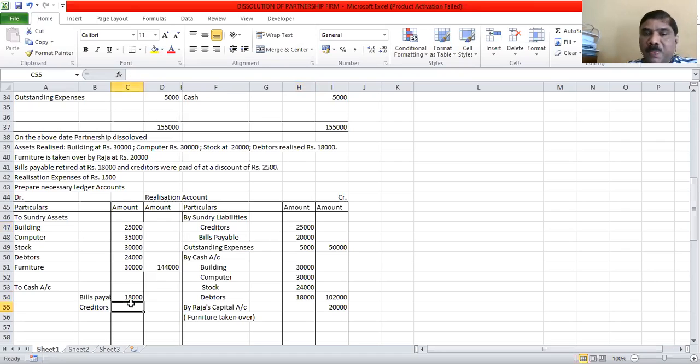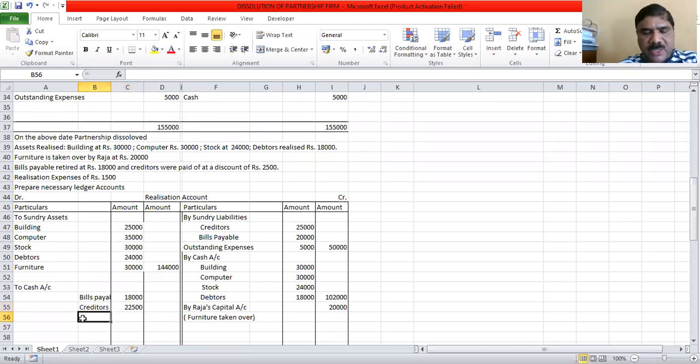22,500. Not paid 2,500. 2,500 is the discount. That means how much is paid? 22,500. Then realization expenses, how much is paid? 1,500.